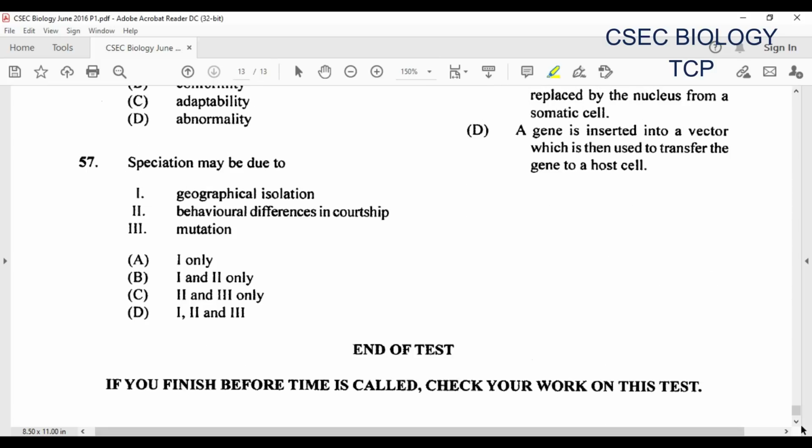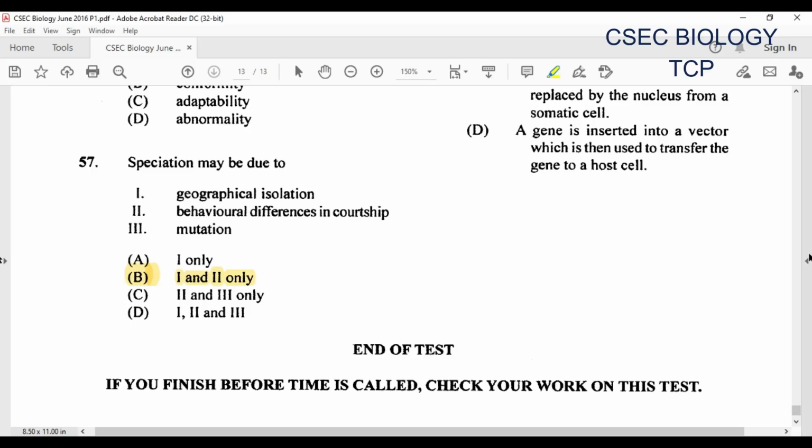Speciation may be due to geographical isolation or behavioral differences. Speciation speaks to an organism pretty much evolving into, should I say, a new species. So when we get to species, we know that this refers to organisms that can interbreed and produce viable offspring. So here our answer is going to be, of course, B.